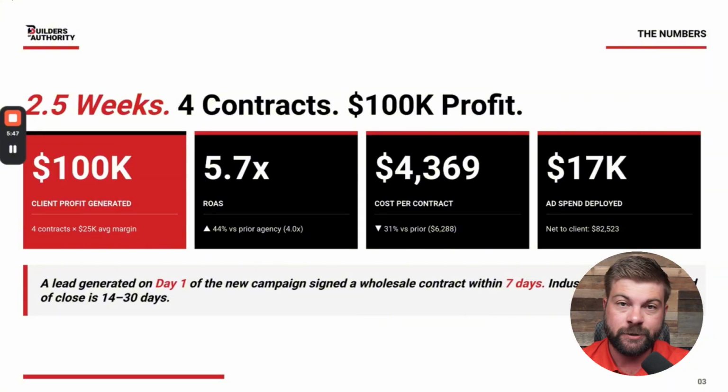The prior agency's blended cost per contract over those 6 months was $6,288. So already 2.5 weeks in, we are 31% cheaper per signed deal. And on their contract pace, they averaged 4.5 contracts per month, whereas we're already on pace for 6.9 per month.